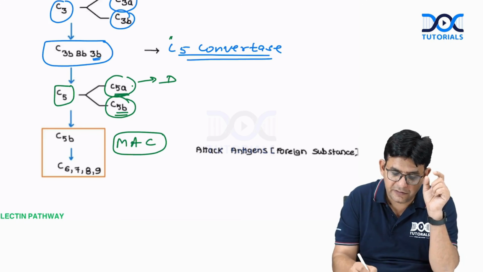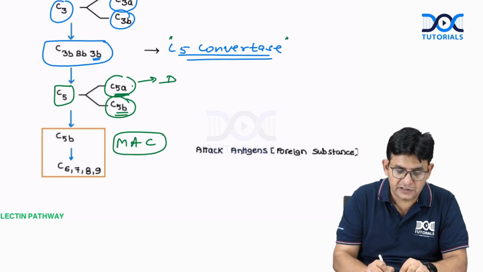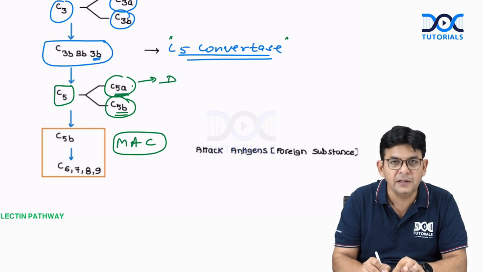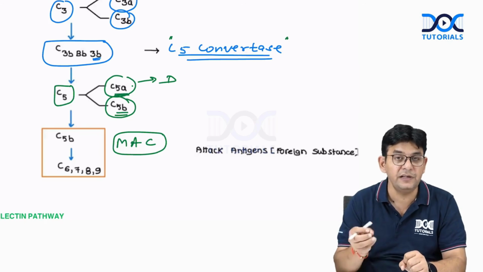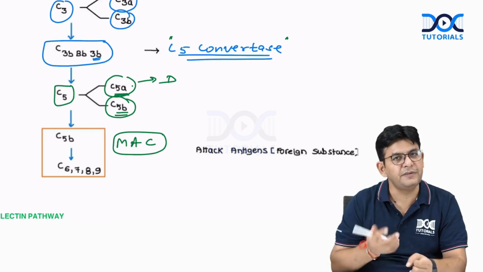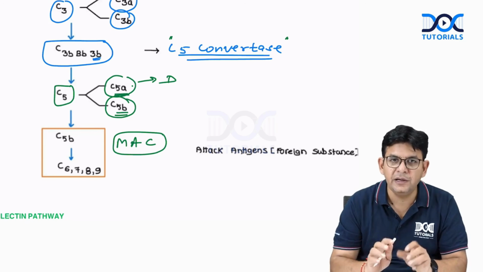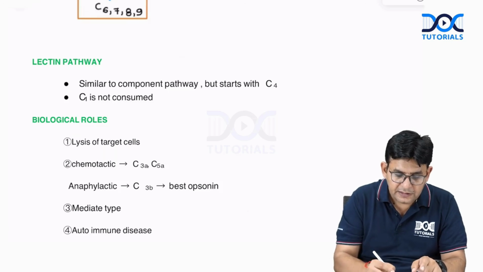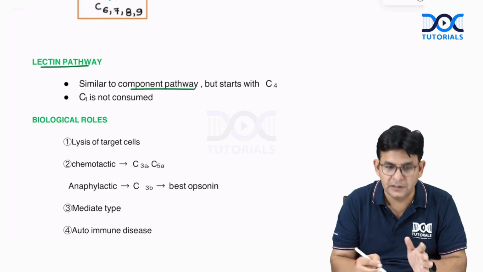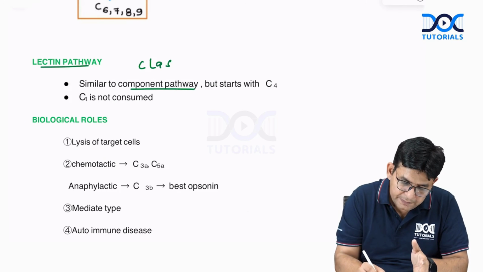Okay, what about the C5 convertase? C5 convertase is this: C3b, capital B small b, C3b. This is the C5 convertase. And this C5 convertase will act on which particular complement? C5. Yes or no? So this is the way to handle the classical and alternate complement pathways. Let's talk about the Lectin one. The Lectin one is exactly similar to the classical complement pathway.